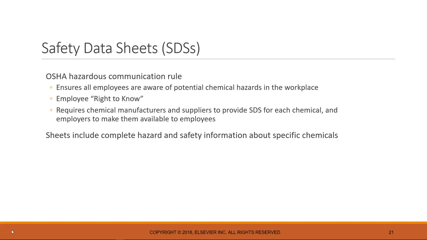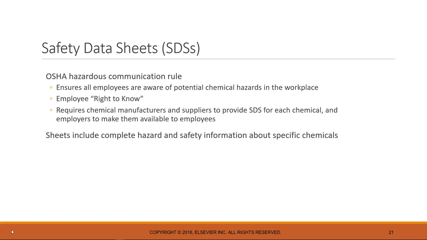So this rule requires chemical manufacturers and suppliers to provide what's called a safety data sheet for every chemical that's utilized. And the employers have to make these available to the employees. Every laboratory section will have an SDS notebook where all the chemicals' SDS sheets are stored. So for example, if you do have an exposure, you will have a colleague go look up that particular chemical in the SDS notebook so that you know the appropriate first aid to take.